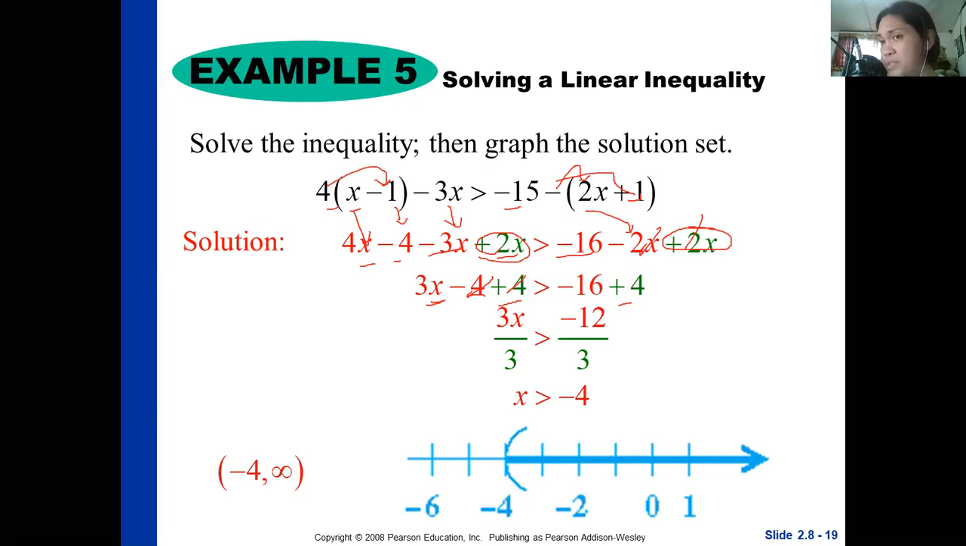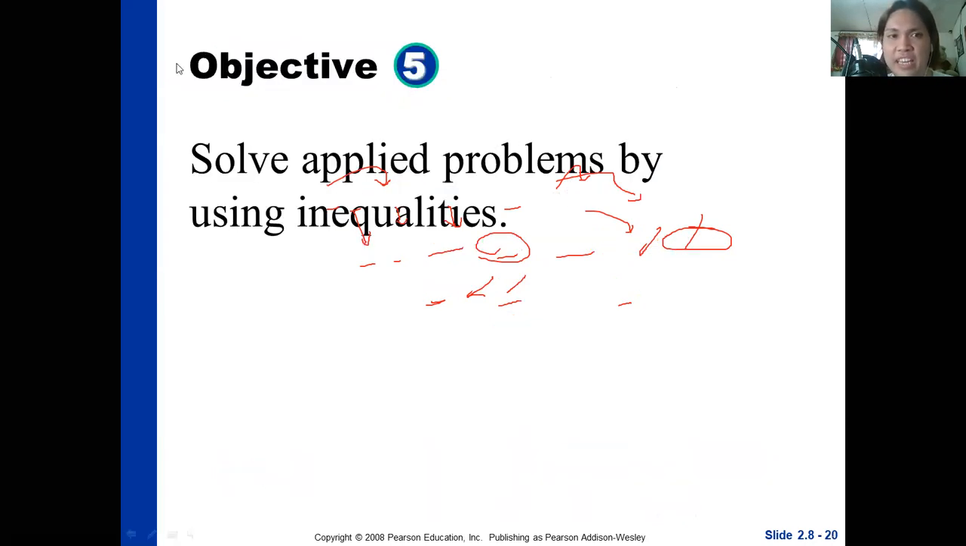And it's very obvious on the graph. Locate negative 4. Negative 4 is not included because we use greater than. And it goes to the positive side of the number line, which is the right side of the number line. So I hope everybody got it.